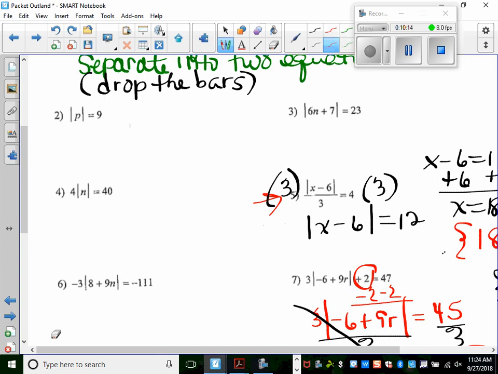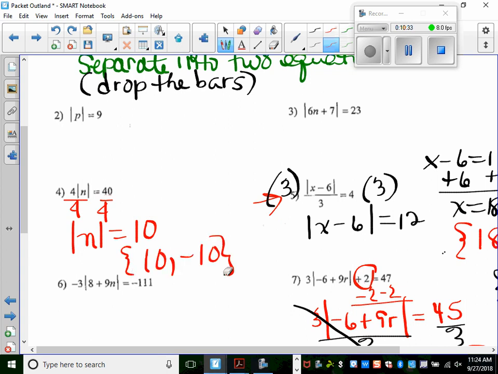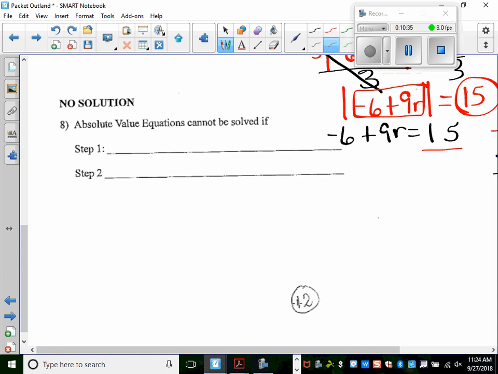In number 4, 4 is being multiplied by the absolute value of n, so I'm going to divide by 4 and simply write the absolute value of n equals what? 10. So this is easy. What are my answers? 10 and -10. Now let's go down to where it says absolute values that cannot be solved. Put up here, see step 2. We don't need to write it again. Remember, once you isolate it, and if it equals a negative, we don't need to say it all over again, just say see step 2, because we've already written that.